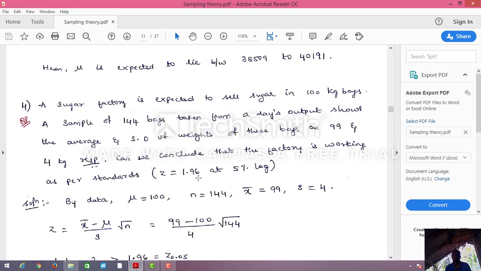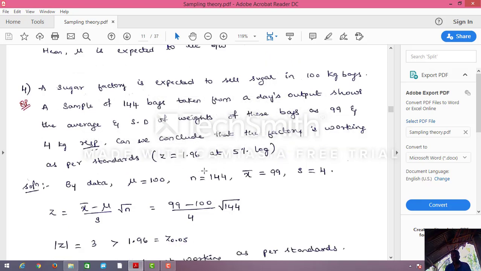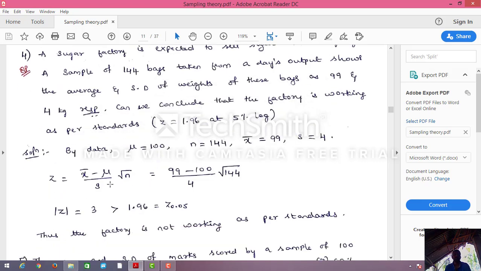So Z equal to 1.96 at 5% level of significance. Now by the data, mu is 100, n is 144, x bar is 99, s is 4. Now Z equal to x bar minus mu divided by s into root n. That is 99 minus 100, divided by 4 over root 144. If you simplify this, we get modulus of z equal to 3.